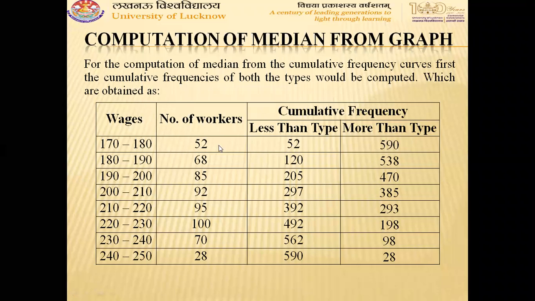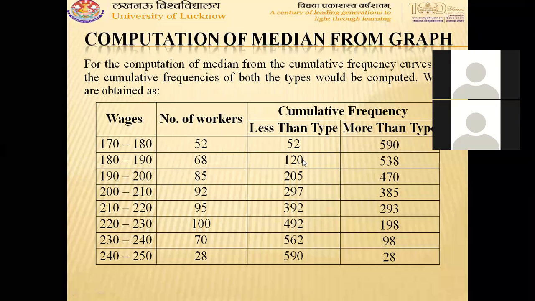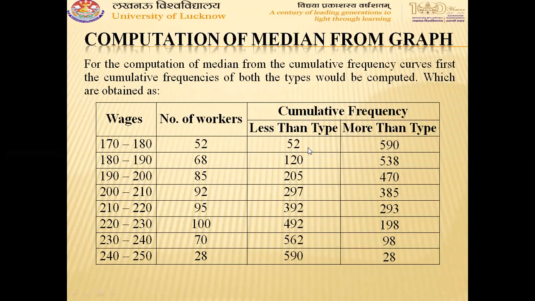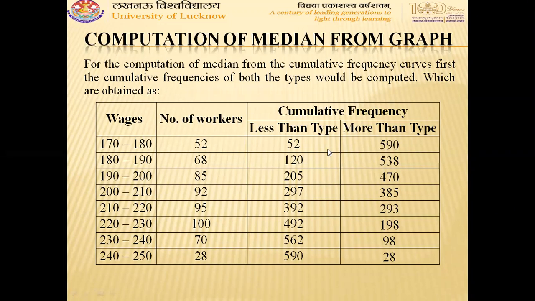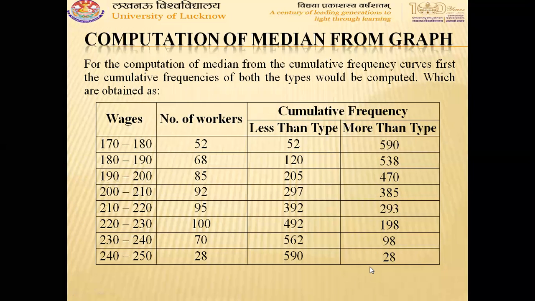First, the less than type cumulative frequency will be the same as the frequency. Then the next cumulative frequency will be obtained by adding the first cumulative frequency to the next frequency. That is, the first one will be 52, the next one will be 52 plus 68, that is 120. Then the next one will be 120 plus 85, that will give 205, and we will proceed up to the last, which will give 590.